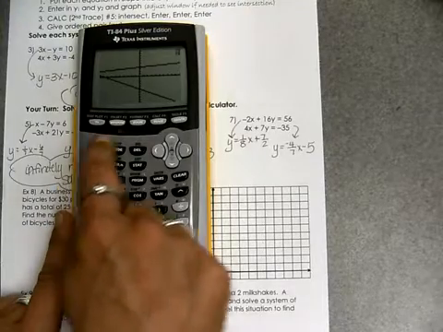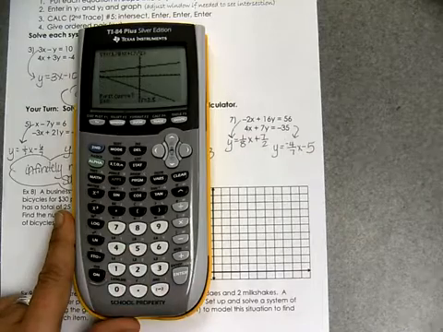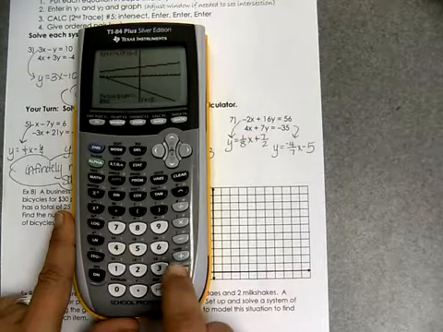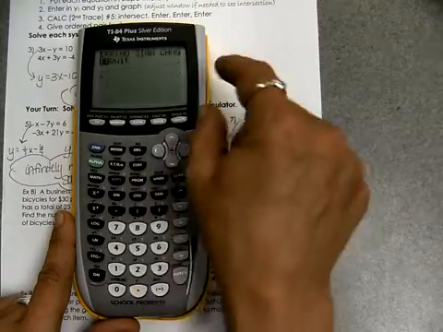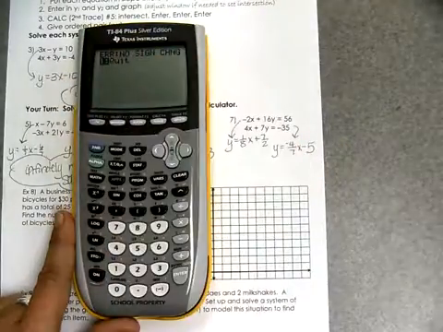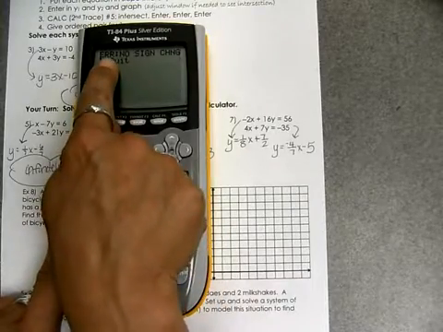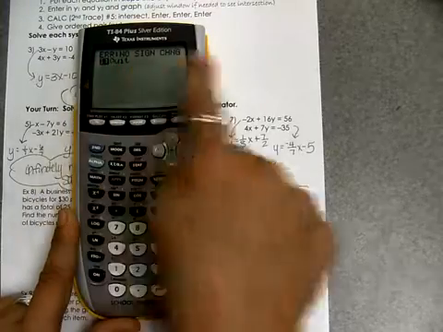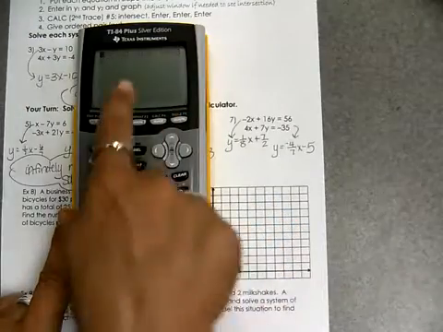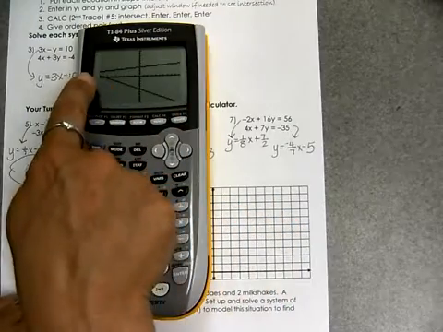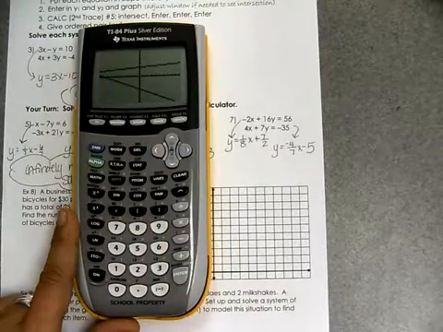Remember, we would do second trace to get to the calc menu, number 5, enter, enter, enter. And what happens is the calculator is searching on the screen for something, and it doesn't find anything. That's why there's an error. It doesn't mean that there's no solution. Always. If you look, it just means the solution's over here. The calculator needs to see it on the screen.